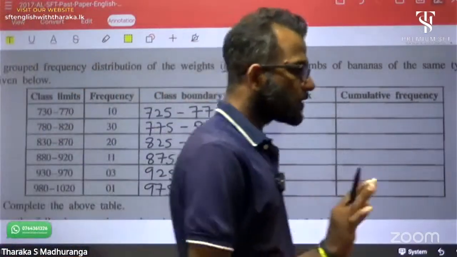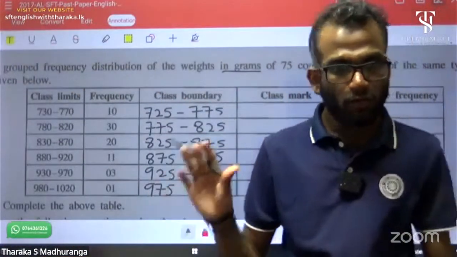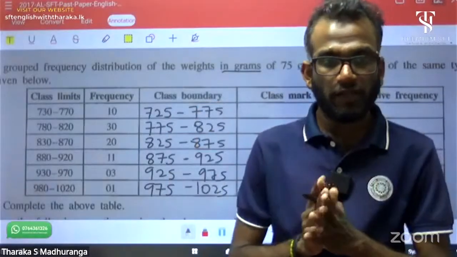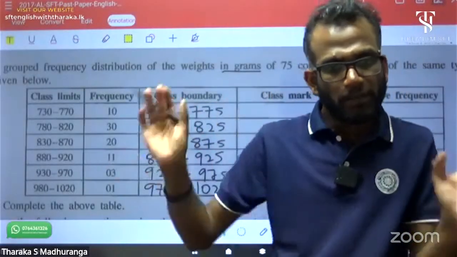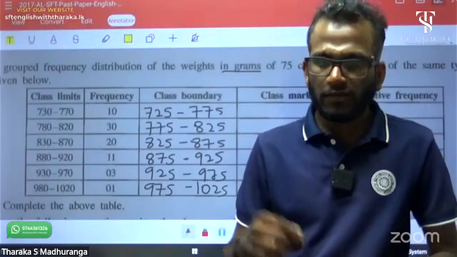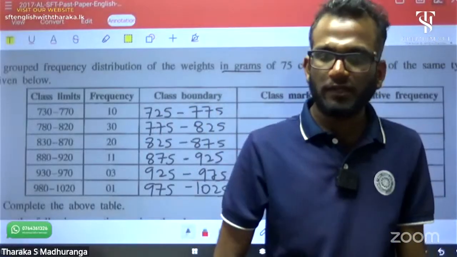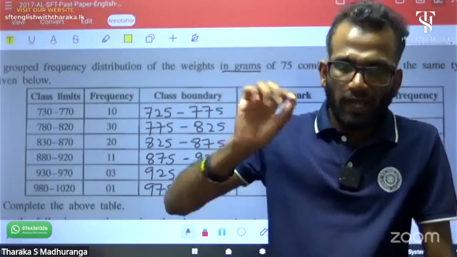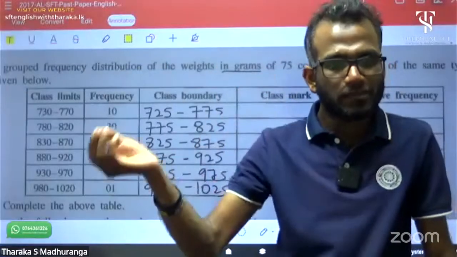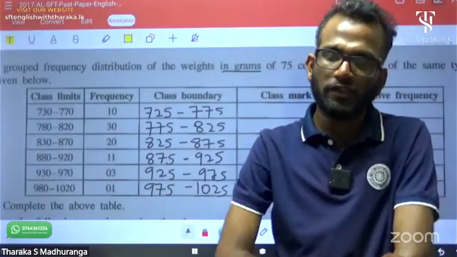Always, please remember these methods. Don't try to remember calculations, then you will be in trouble. Remember only the methods we follow. Just methods. Okay, how to convert class limits into class boundaries if it is a discrete group frequency distribution?